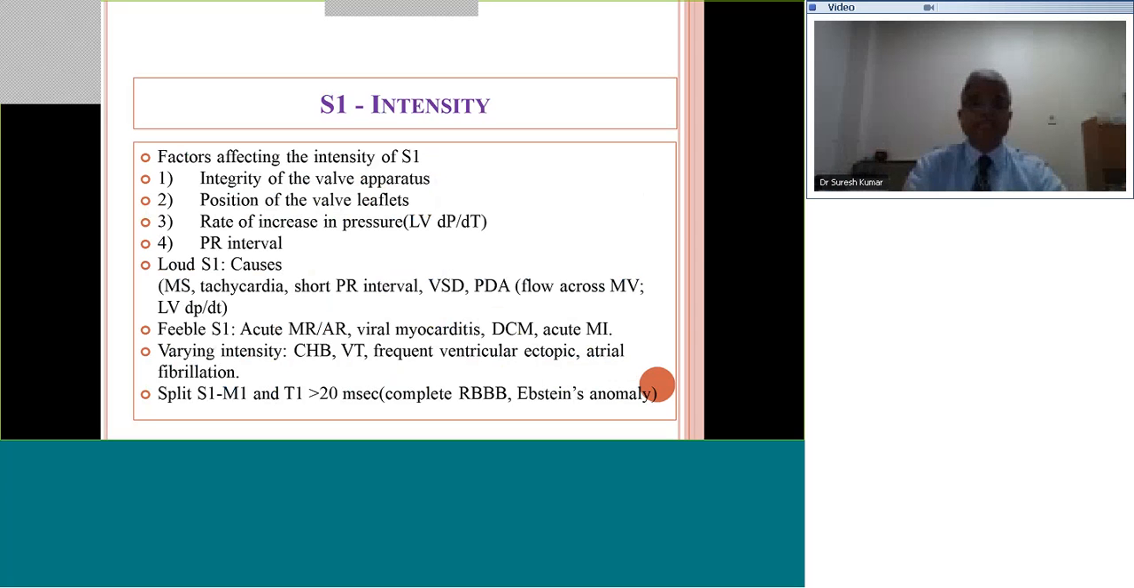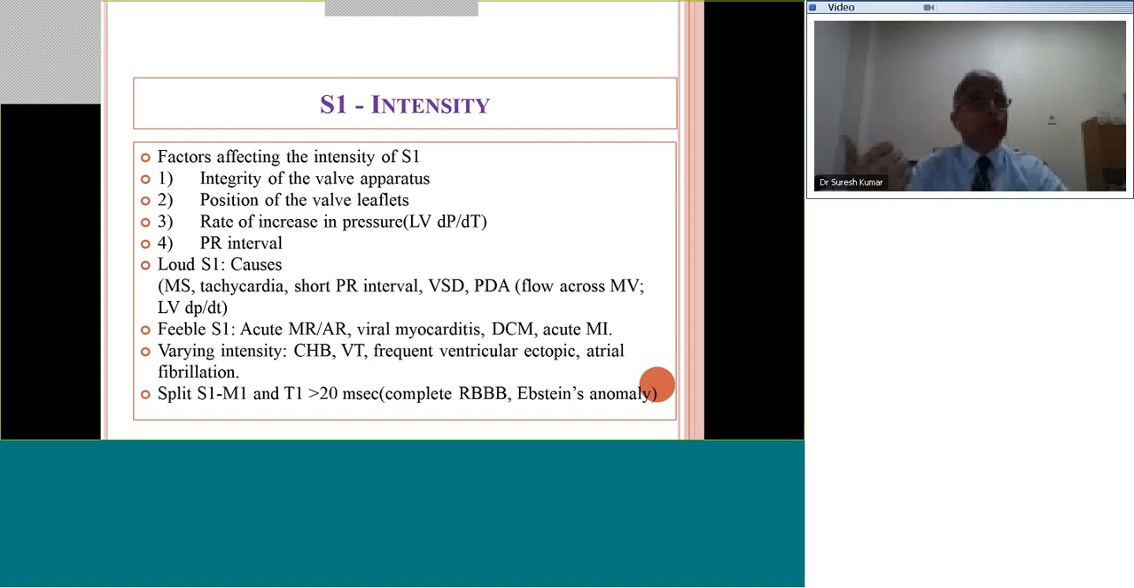S1 intensity is governed by a few factors. One is the integrity of the valve apparatus, the position of the valve leaflets, the rate of rise of pressure within the left ventricle, the LV dP by dt, and the PR interval. I always compare this to a door that you are closing. If the door is good, made of good wood, not very old, it would produce a good sound. But that sound will also depend on where the door was when you started closing it. Was it fully open? From that position, if you are closing, versus if it was nearly closed when you started closing, one sound will be louder than the other. The full excursion would produce a louder sound.